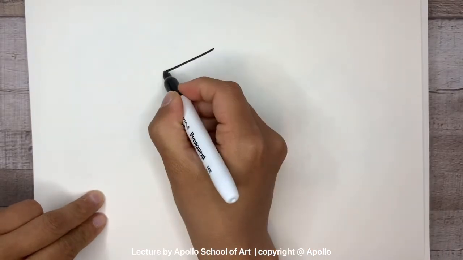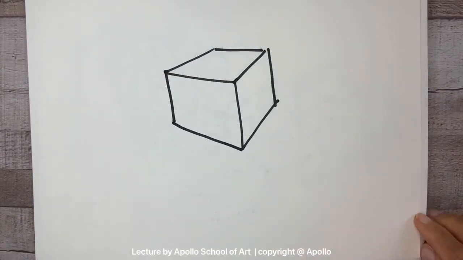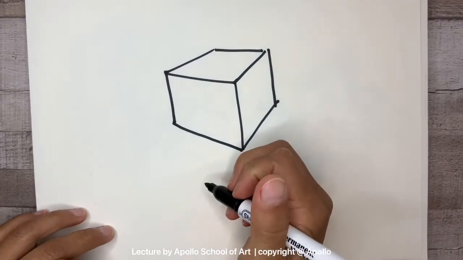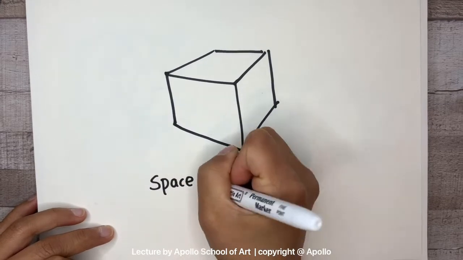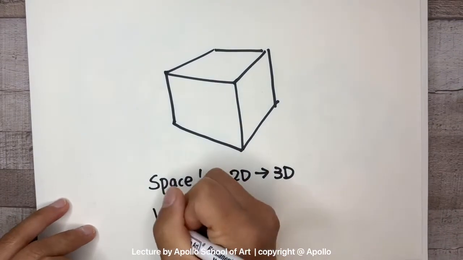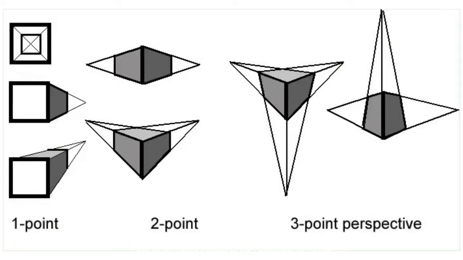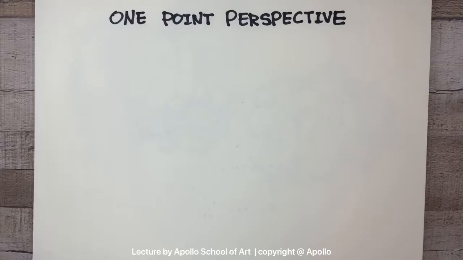You might see some drawings that look like this, a 3D cube. It is also from the perspective view, right? So perspective is not only showing the space, it also changes 2D into 3D. So that is perspective. Today we are going to discuss perspective. Basically there are three ways to do perspective: 1-point perspective, 2-point perspective, and 3-point perspective. They present different angles and different positions of the object and the view, okay? Today we are going to learn 1-point perspective first.